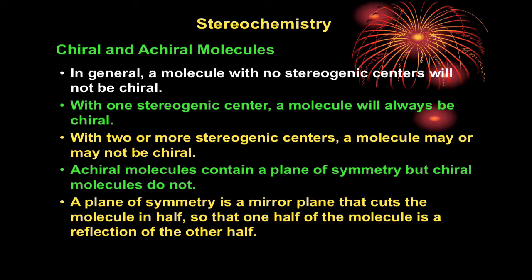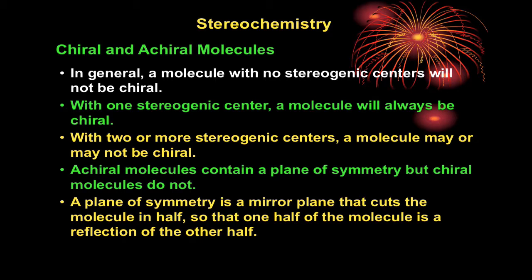If a molecule contains a plane of symmetry, it will be achiral. Chiral molecules cannot have a plane of symmetry. They cannot have a mirror plane, and they cannot have an inversion center. They can have rotation axes, but they cannot have mirror planes.